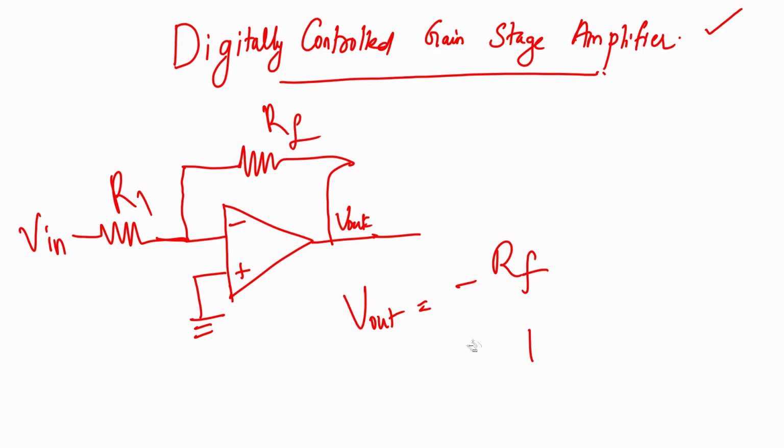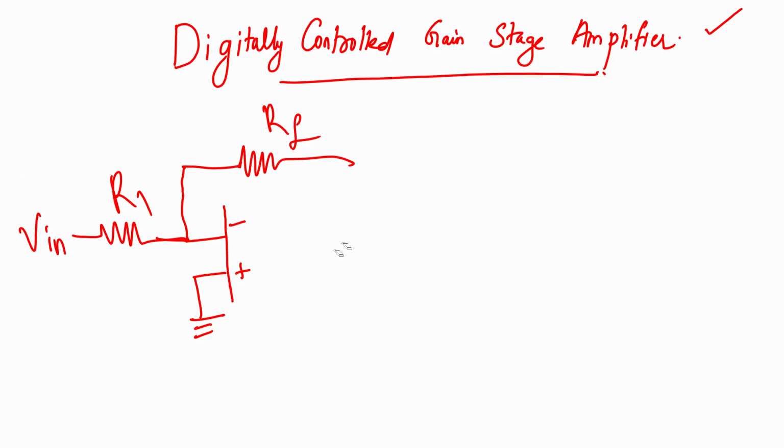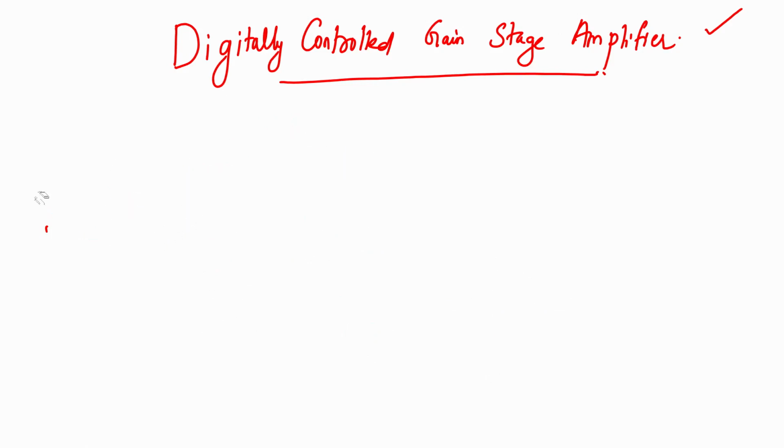Now what we are trying to do here today is not exactly related to any of this. Will it be possible for us to, on the fly, using digital logic, change the gain of an amplifier? That is what is meant by a digitally controlled gain stage amplifier. So how can we do that? We will do that by integrating a DAC to the amplifier stage.